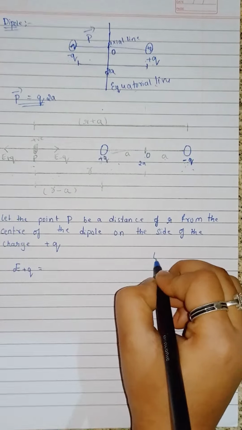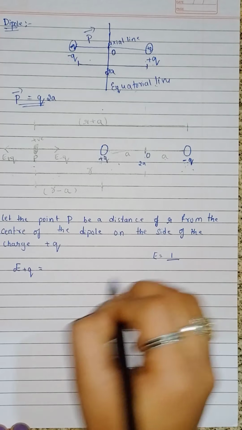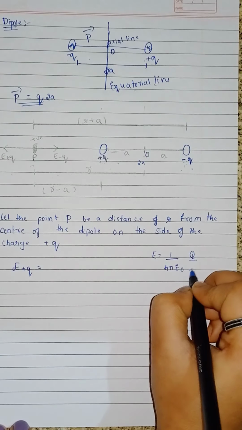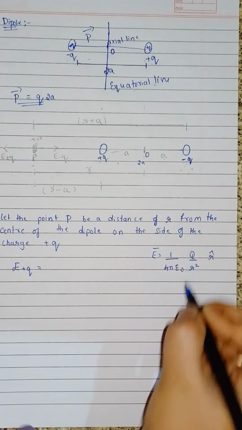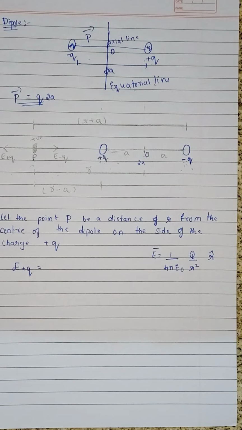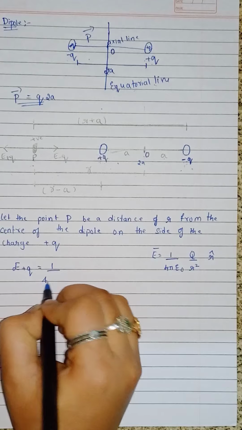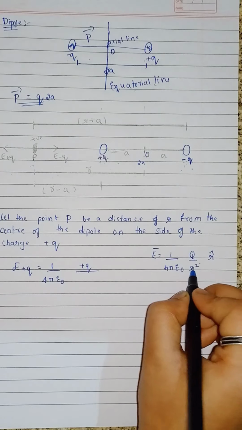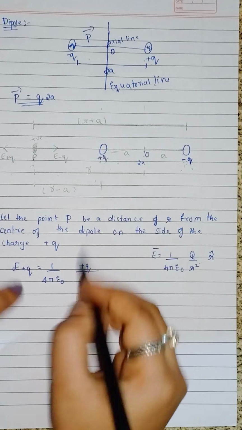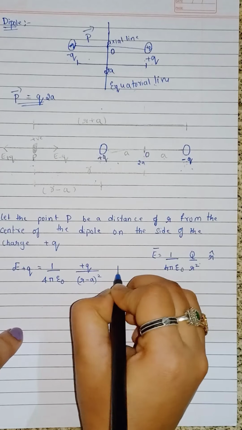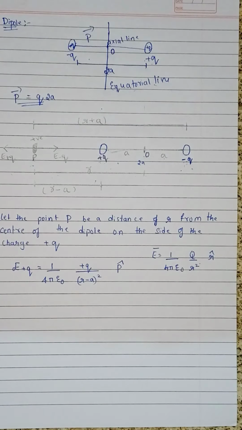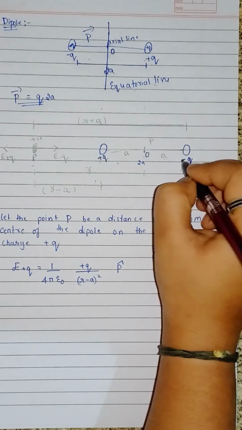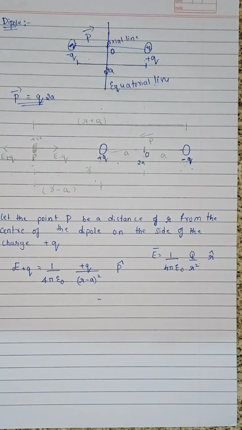Before writing this, we have to remember the formula which we have just derived: electric field is equal to 1 by 4 pi epsilon naught, q by r square, r cap, in vector form. We'll take vector form here also: 1 by 4 pi epsilon naught. The charge here is positive charge, and the distance between that point and the positive charge is r minus a, the whole square, p cap. p cap is a unit vector along the dipole. And here also we can write the dipole moment. Dipole moment is from negative to positive. This is the dipole moment representation.